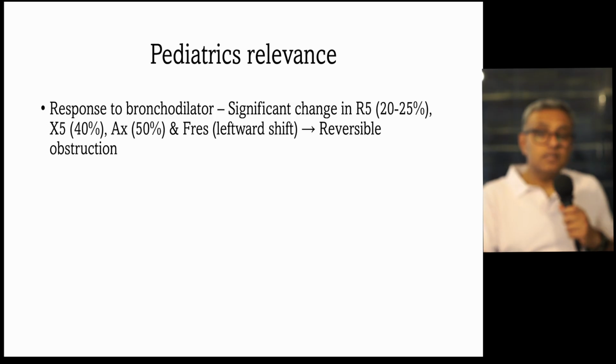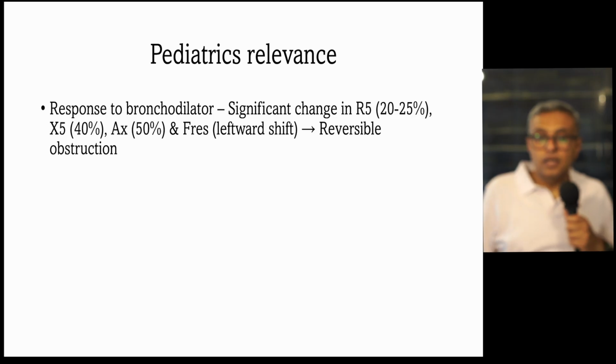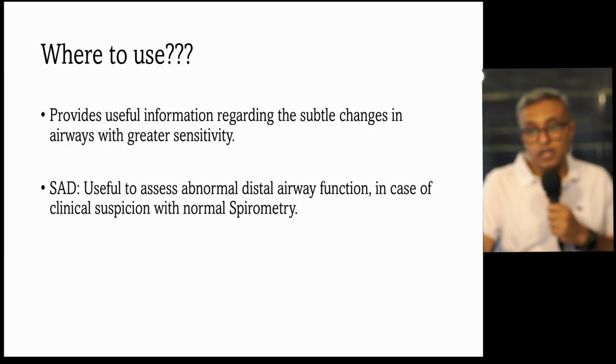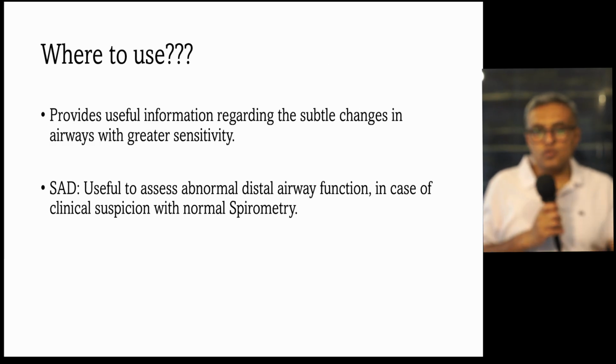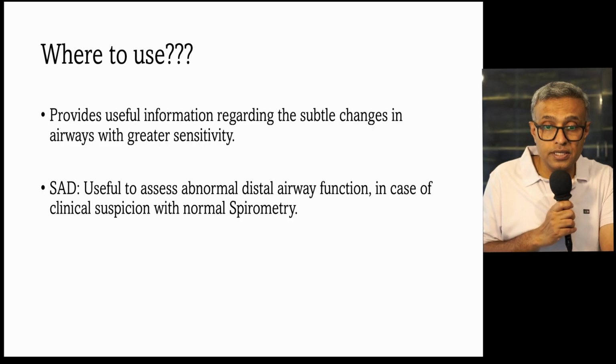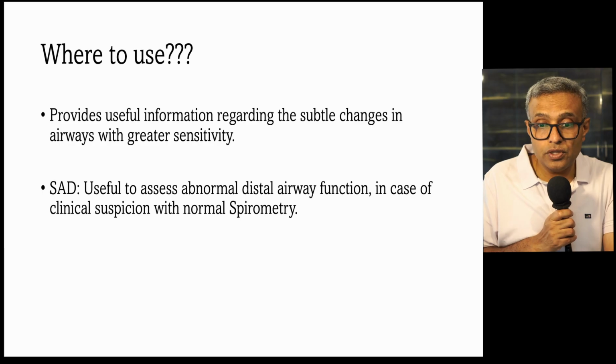So let's understand the relevance in the pediatric age group. Response to bronchodilator is more important in the pediatric age group. Significant changes in R5 and R20 of 20 to 25%, X5 of 40%, and AX of 50%, and leftward shift of FRES depict reversible airway obstruction. Oscillometry provides useful information regarding subtle changes in the airways with greater sensitivity. It is also used to pick up small airway disease and to assess abnormal distal airway function in case of clinical suspicion with normal spirometry.